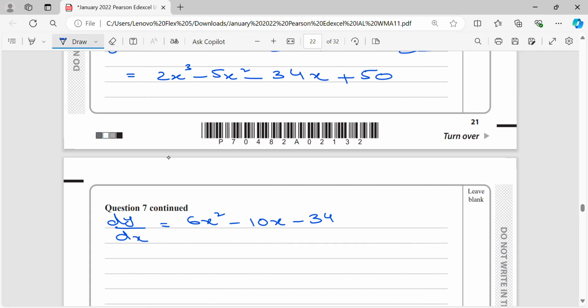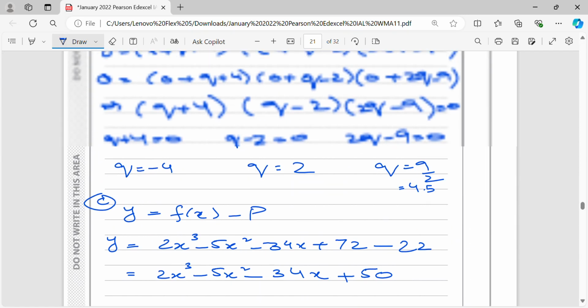Alright, so this is the derivative of a function f of x. So we can write down f dash of x equals 6x squared minus 10x minus 34. Okay, what's next?